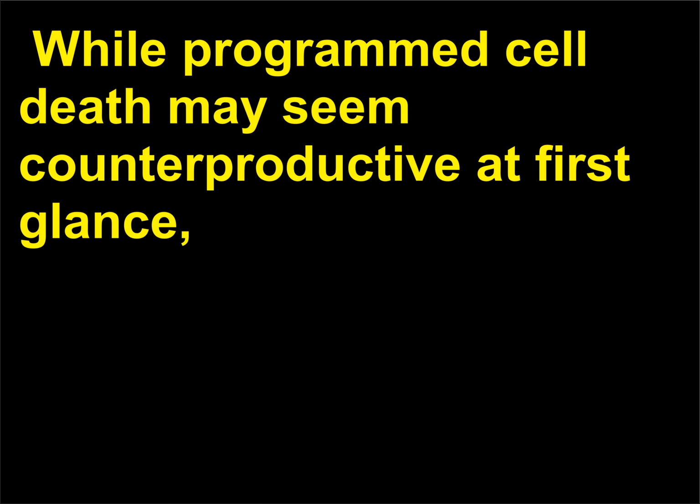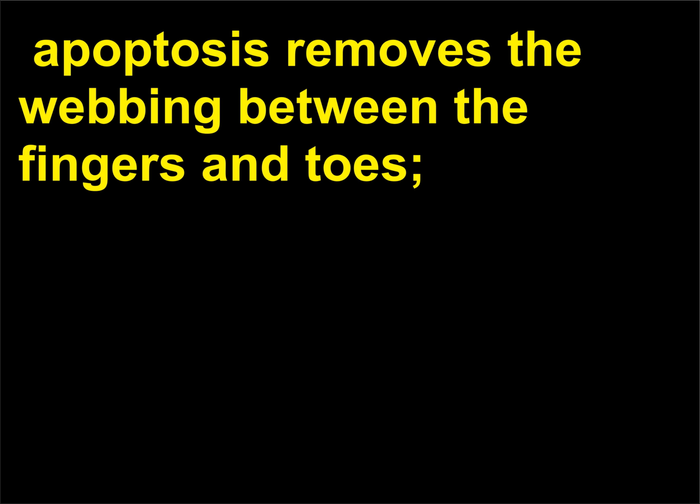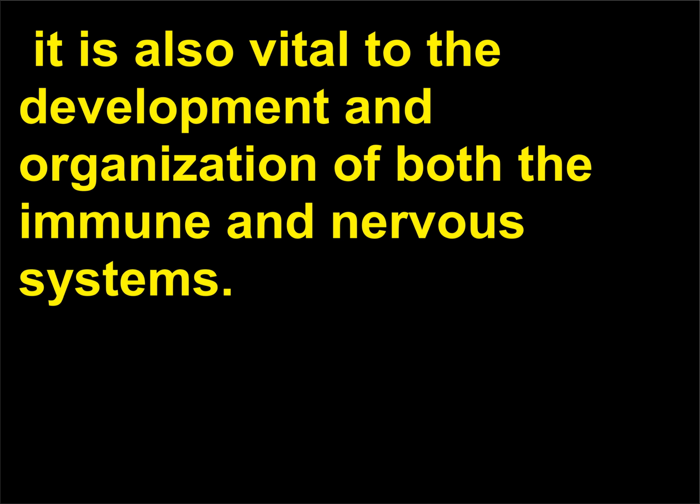While programmed cell death may seem counterproductive at first glance, it plays an important role in maintaining the life and health of organisms during human embryonic development. Apoptosis removes the webbing between the fingers and toes. It is also vital to the development and organization of both the immune and nervous systems.